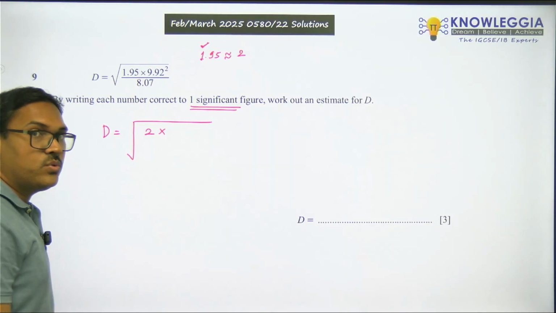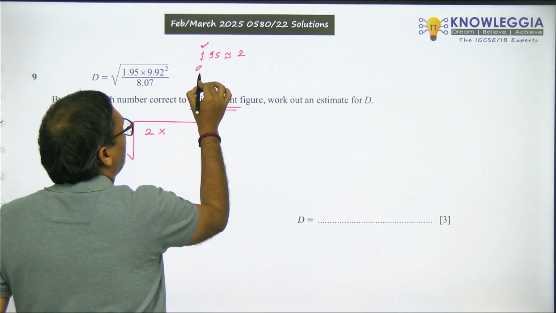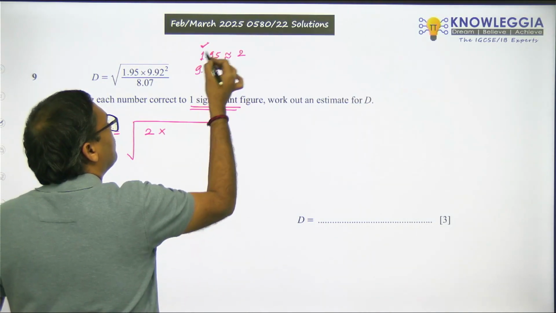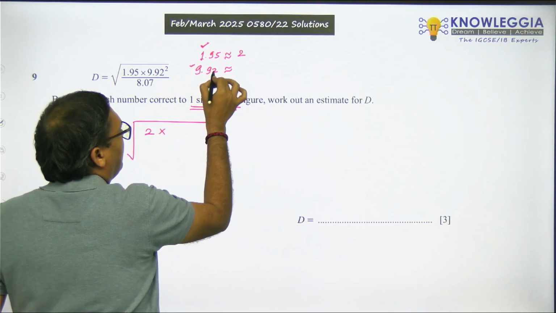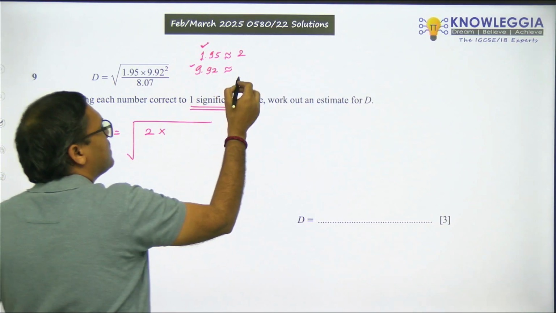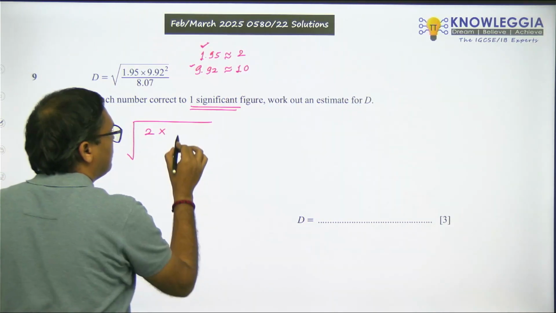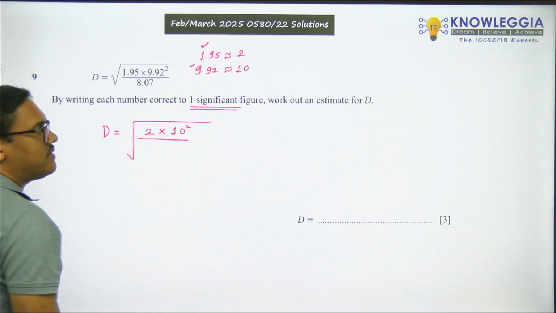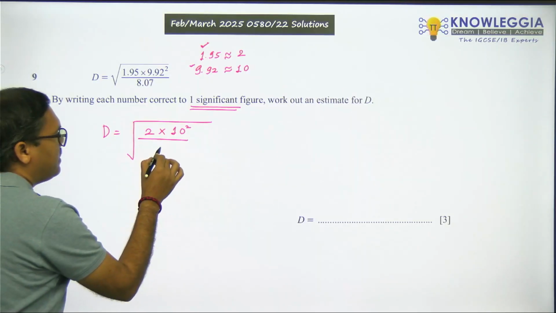That is 9.92 squared. So what is 9.92 again? This is the first significant figure, and the next value is more than 5. So it will become plus 1. So this will become 10. So this will become 10 divided by 10 squared. Okay. And what is this? This is 8.07. So this will become 8.